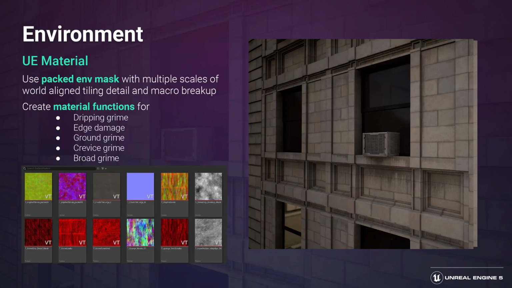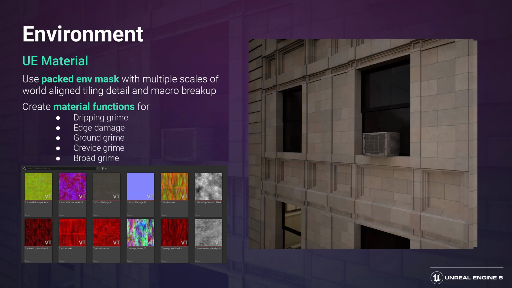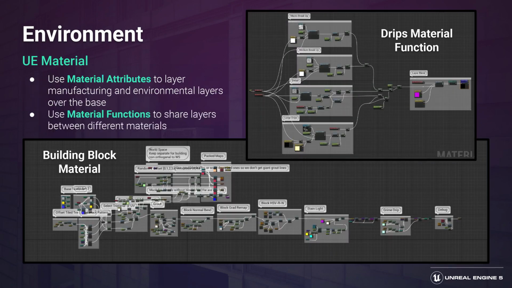So now that we have our texture, we can continue to build our material. We use the packed env mask with multiple scales of world-aligned tiling detail and macro breakup. We create material functions for all of our environmental influences, including grime and drips. Here's a glimpse at that environment material.